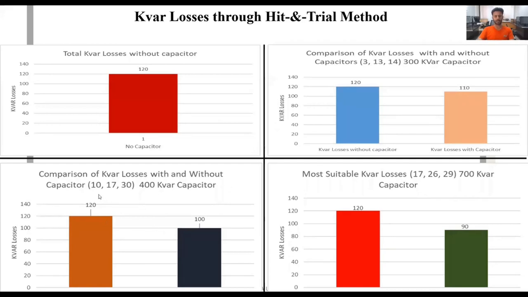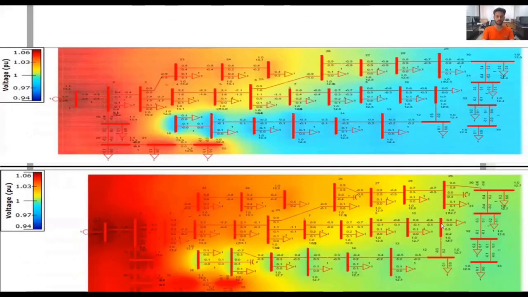However, you can see at buses 10, 17, and 13, we have placed 400 kVAr rating capacitors, which give us 100 kVAr losses. However, these are also not the optimized results. When we place 700 kVAr rating on buses 17, 26, and 29, we have achieved 90 kVAr losses out of 120 kVAr. These are our optimized reactive power losses.